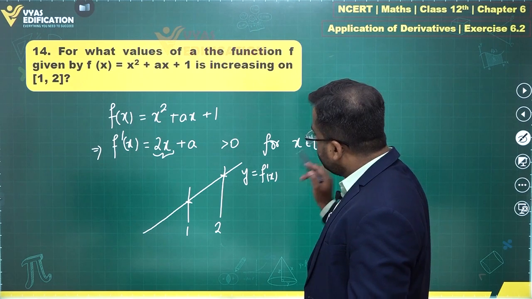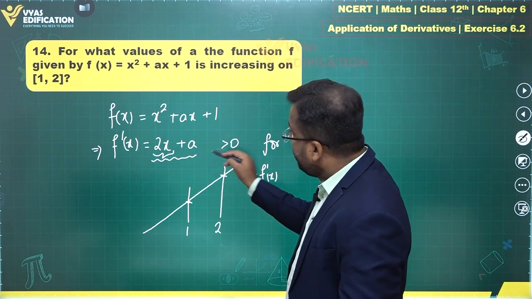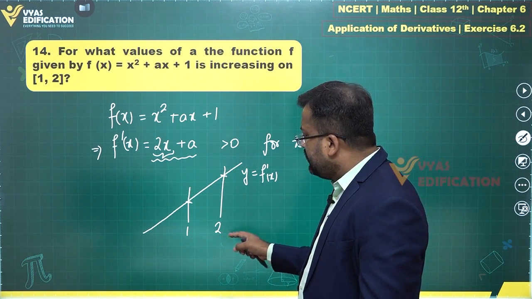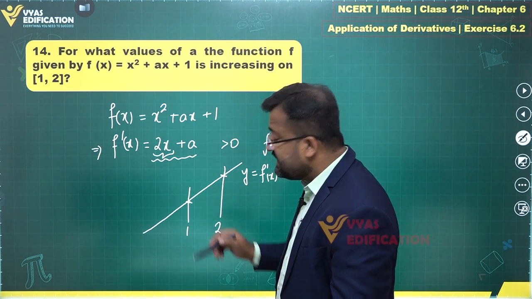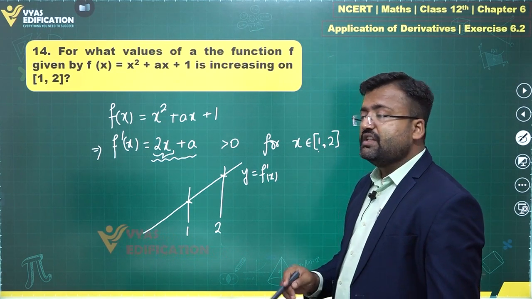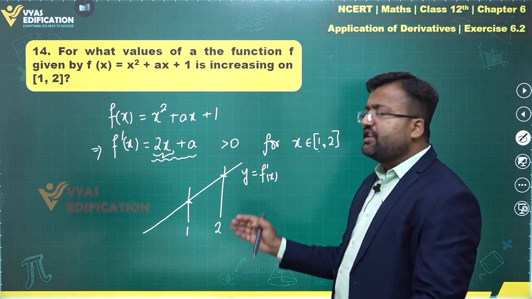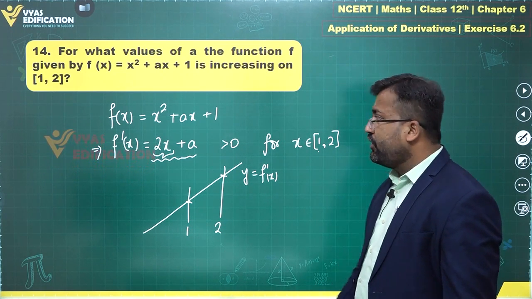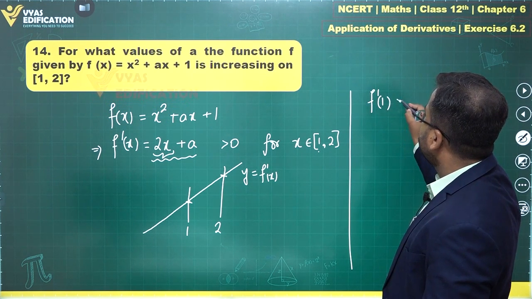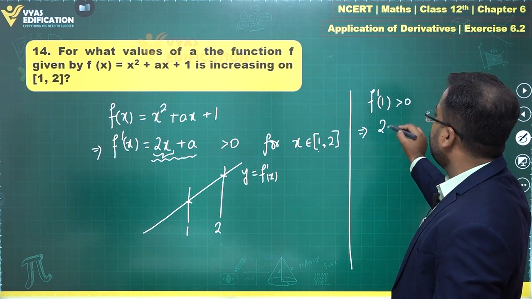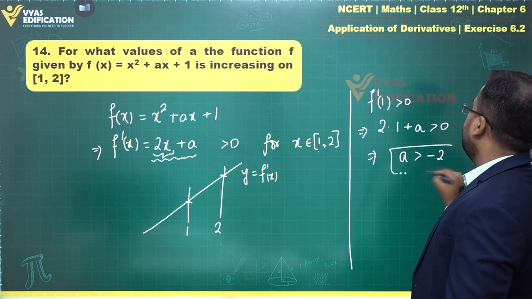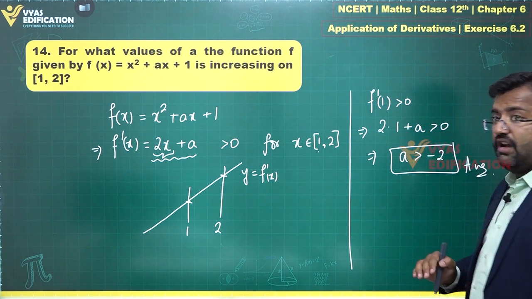So, for making this value positive throughout this interval, what do we need? The value at x equal to 1 of f prime x should be greater than 0. This is the important thing. This will automatically be greater than 0 at 2 because anyways this is greater than this. So, the important thing to note over here is that f prime 1 should be greater than 0, and what does that give us? That gives me 2 times 1 plus a should be greater than 0, and that gives me a should be greater than minus 2. That is my required answer for this question.